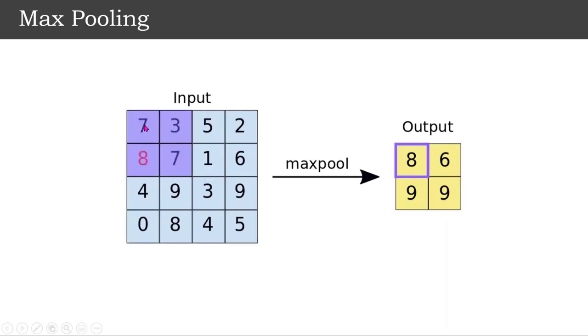So if my max pooling layer is 2 by 2, I'm moving that 2 by 2 window over the entire feature map. So 7, 3, 8, 7, the maximum was 8, so 8 got over there.